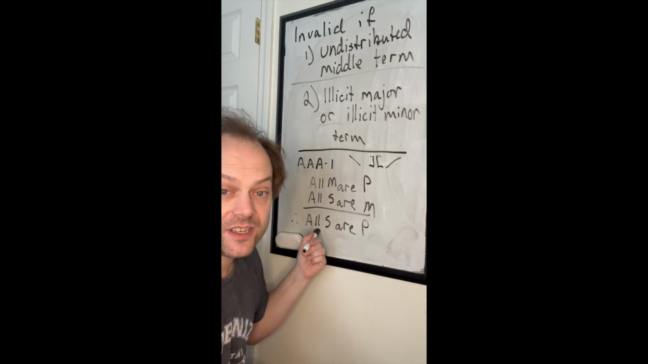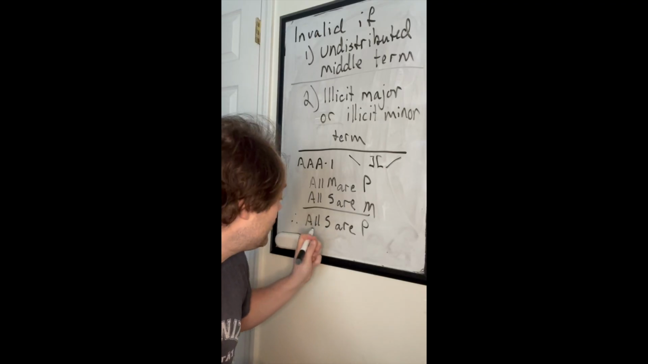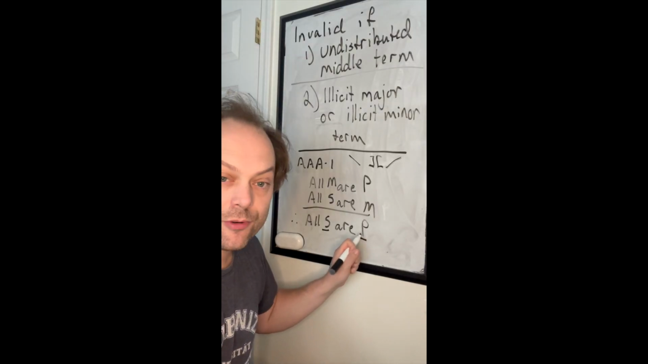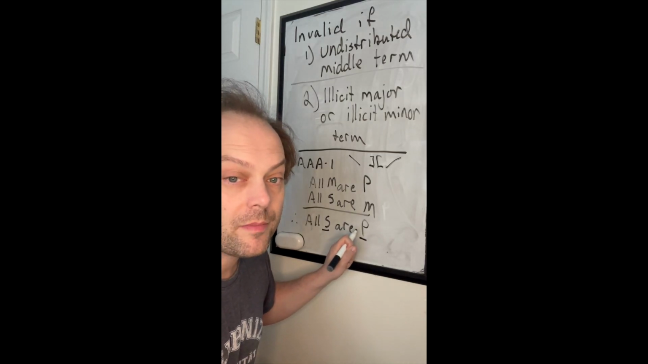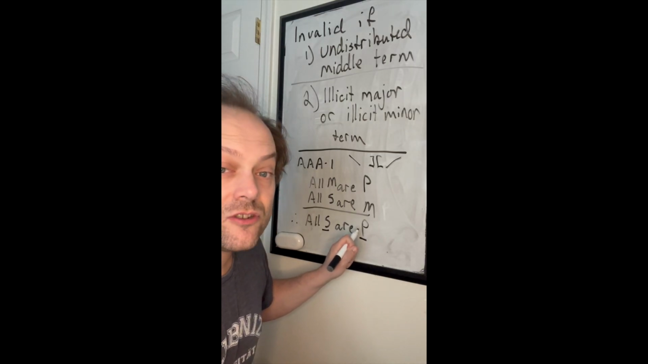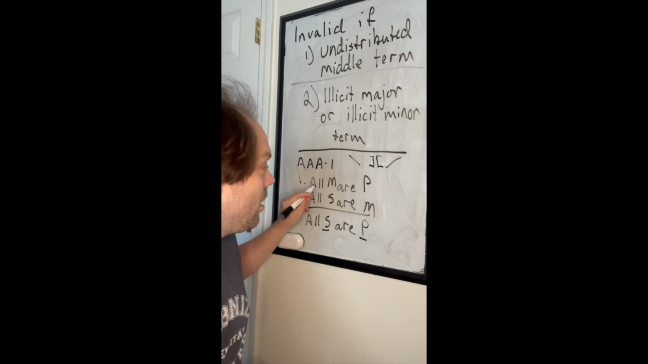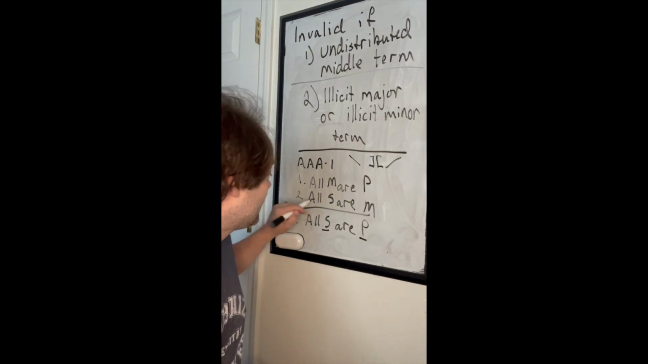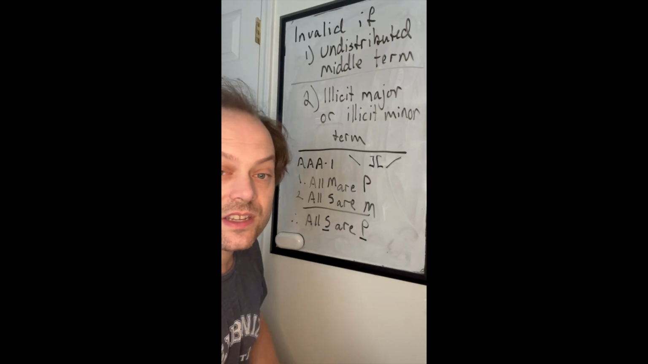S and P stand for subject and predicate, but we're talking about the subject and predicate of the conclusion. So in all S are P, the predicate of the conclusion, P, is the major term, and it belongs in the major premise, which is the first premise. So: all M are P, all S are M, and all S are P.